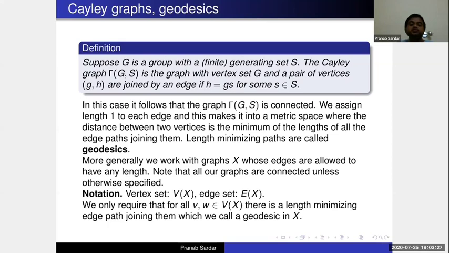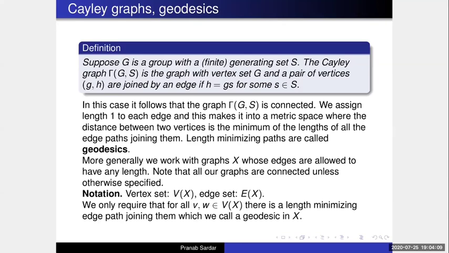Then the Cayley graph of this group with respect to the generating set S, Gamma(G,S). This is a graph where the vertex set is G, and a pair of vertices g, h is joined by an edge if h equals gs for some element small s in capital S. So this is the Cayley graph. For instance, if you take the integers and the generating set containing simply the number 1, then n will be connected with n plus 1 for all n. So essentially, we'll get the real line in that case.